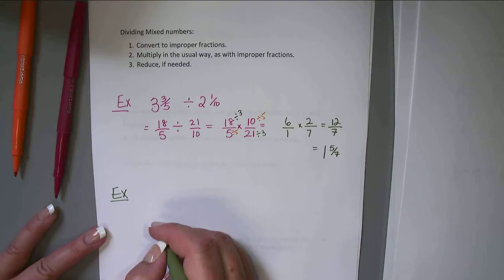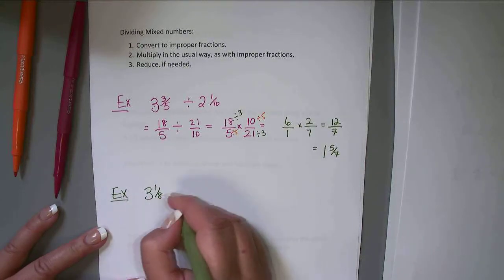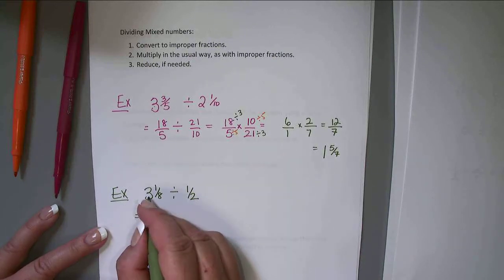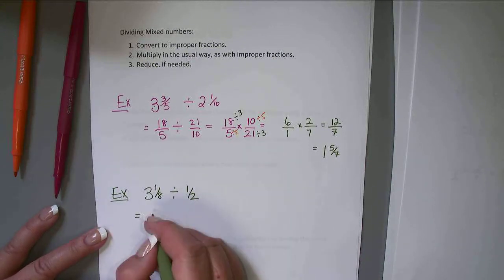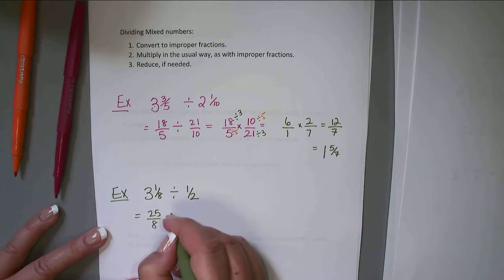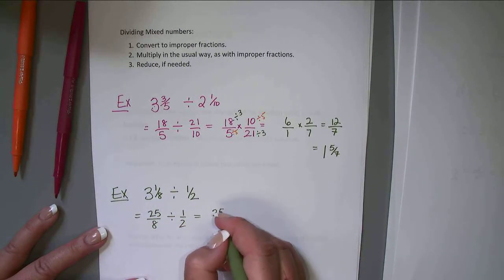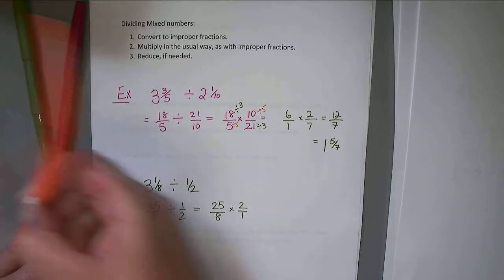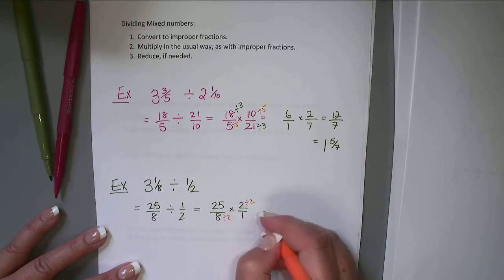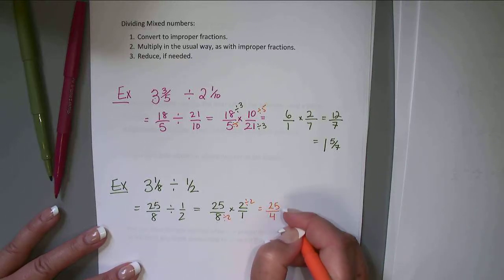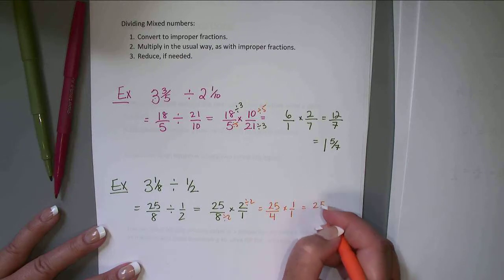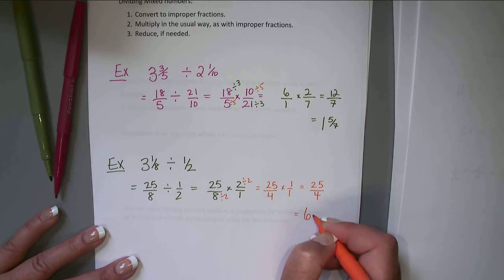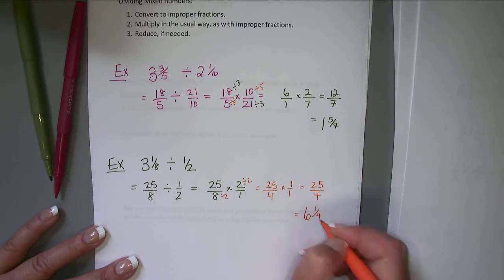Okay, so next example, say we had 3 1/8, and we wanted to divide that by 1/2. So 3 times 8 is 24. 24 plus 1 is 25 over 8, divided by 1/2. So 25 over 8 times 2 over 1. We can divide this by 2 and this by 2. So we'll have 25 over 4 times 1 over 1. 25 over 4. 4 goes into 25 6 times, and that would be 24, so there would be 1 left out of 4.